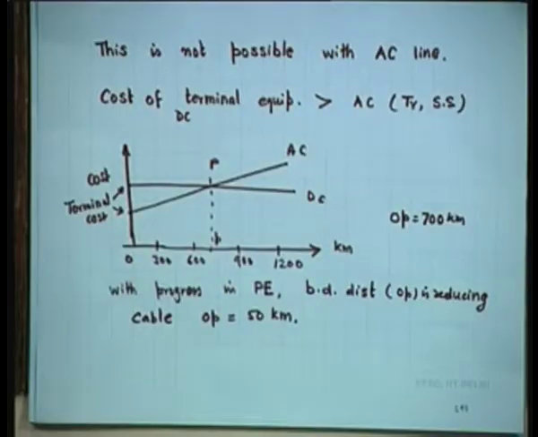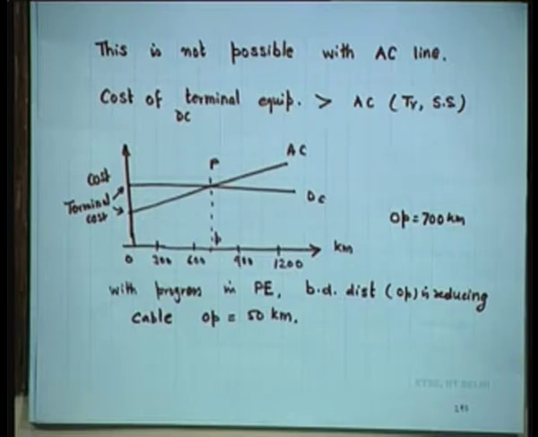Please give attention to this diagram or graph which I have plotted. The x axis is kilometers distance. The y axis has two quantities plotted for DC and AC. The quantity plotted is cost. As you can see, the terminal cost is higher for DC and lower for AC. We have just stated that fact a couple of minutes back. But the overall cost goes up after a point P, and AC becomes costlier than DC.